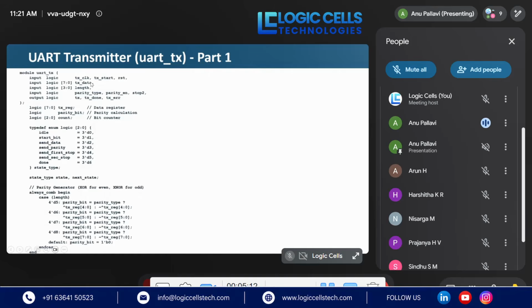TX data is the input data that has to be transmitted, and the TX register is used to store the data. Then the parity bit stores the calculated parity value. Then count keeps track of the data bit being transmitted. The transmitter uses an FSM with states idle, start, data, parity, first stop, second stop, and done. The parity generator calculates the parity depending on the selected baud rate, length, and the parity type.